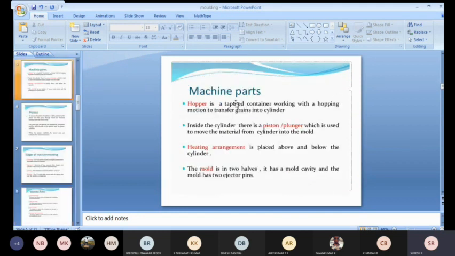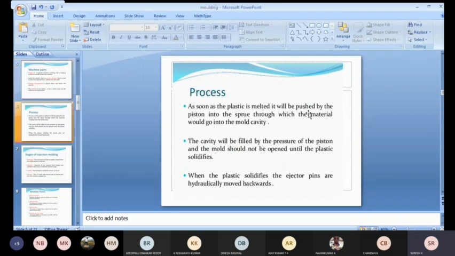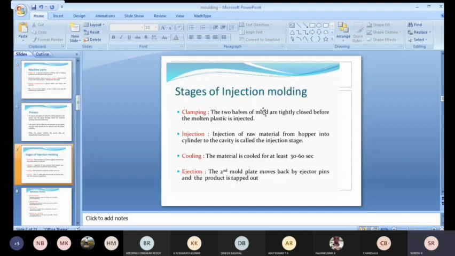These are the parts. The hopper is a tapered container that transfers the granules into the cylinder, as I've told. Next, it consists of a piston or plunger. Inside the cylinder, the piston or plunger moves the material from the cylinder into the mold. As the screw rotates, the plunger moves the raw material towards the nozzle. The heating arrangement is made outside the cylinder. The mold is made in two halves, with the mold cavity in between, and the part is ejected with the help of ejector pins. This is the working condition, the same as what I've told. These are the stages of injection molding.